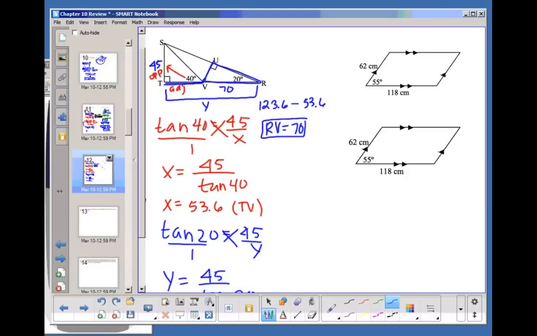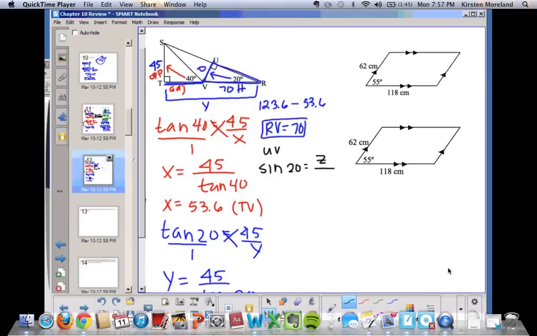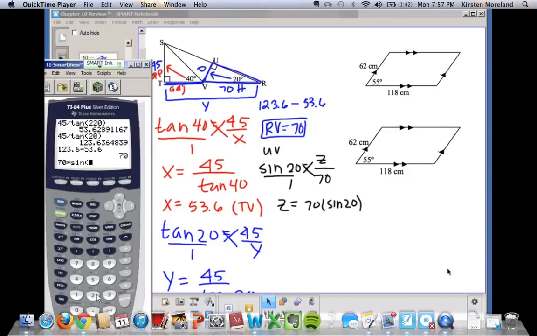Now that I know that RV is 70, that's the hypotenuse of that little blue triangle. So I know the opposite and the hypotenuse because I'm trying to find UV. So I'm going to use sine. So I have sine of 20 equals, we'll call it Z over 70. Alright. And so I'm going to get Z to equal 23.9. So that's really what UV equals, 23.9.